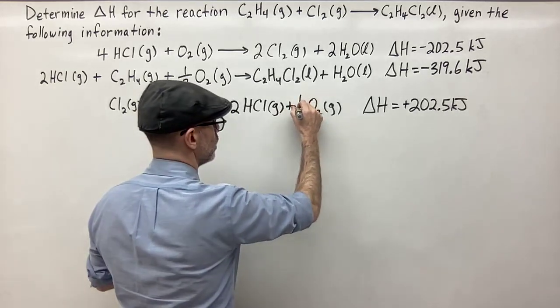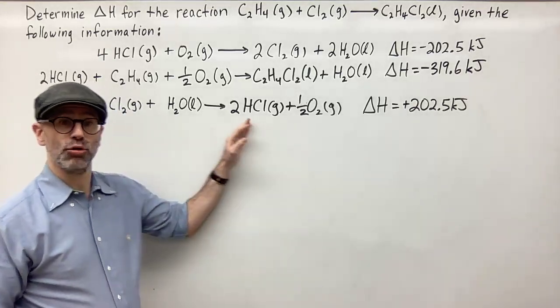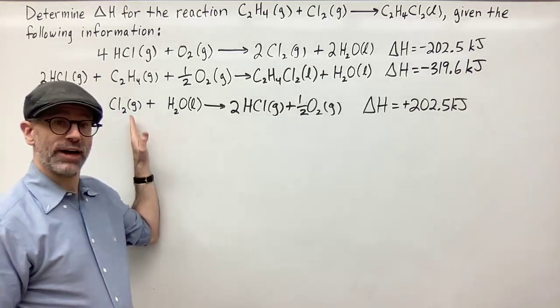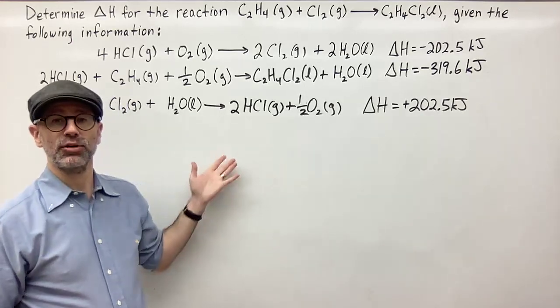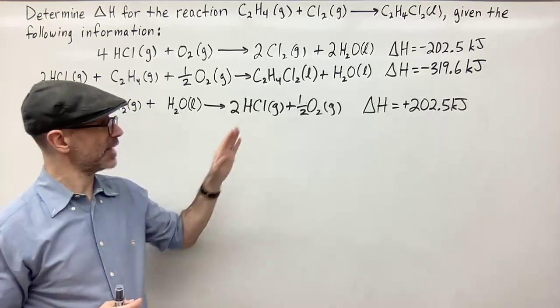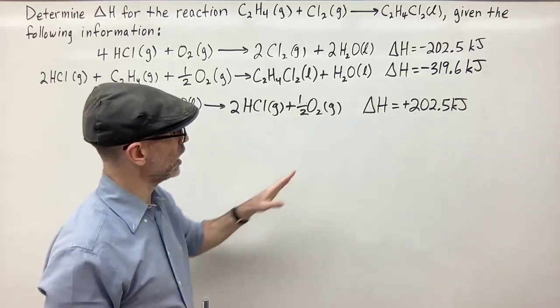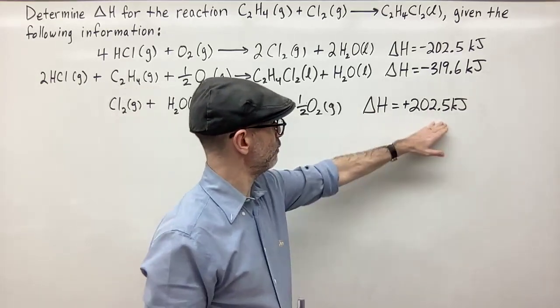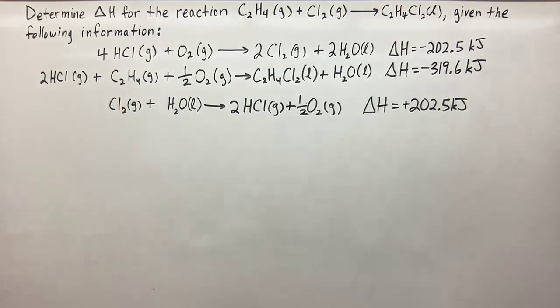So plus 1/2. Now, again, another rule is that if you divide or multiply your equation by a factor, then you need to multiply or divide by the same factor your heat of the reaction. So here we're going to have to take this and divide that by 2.